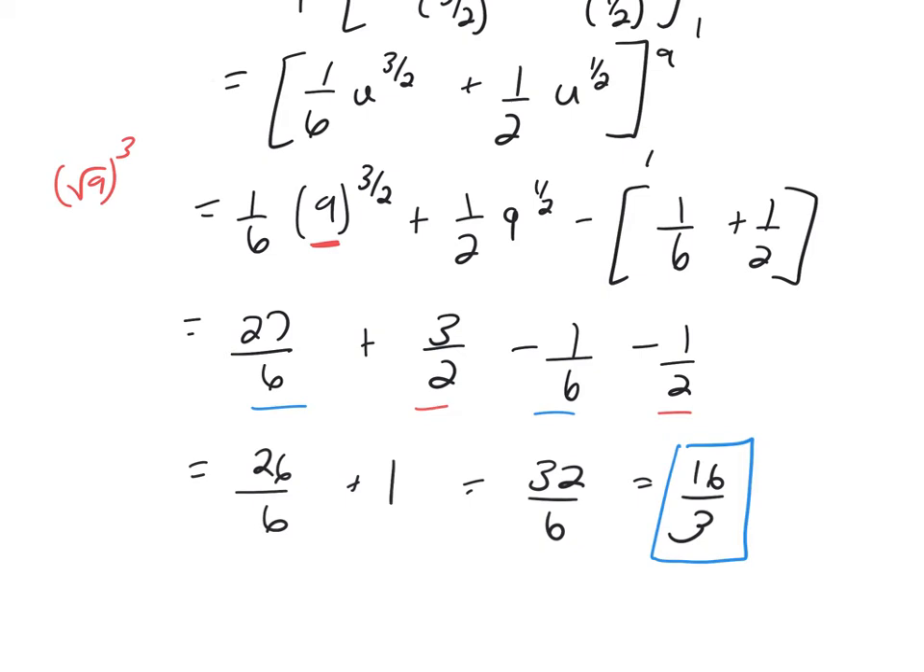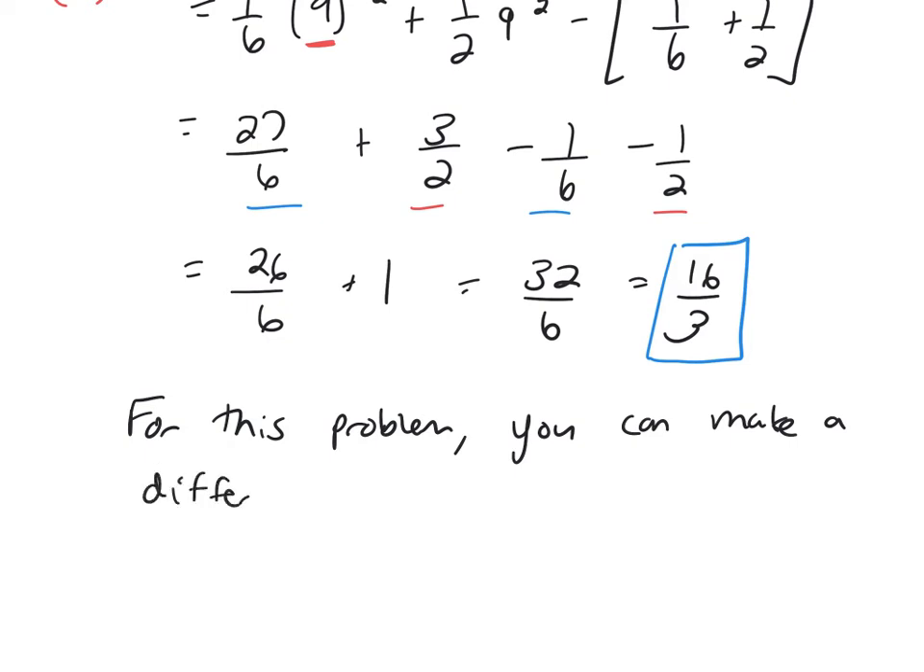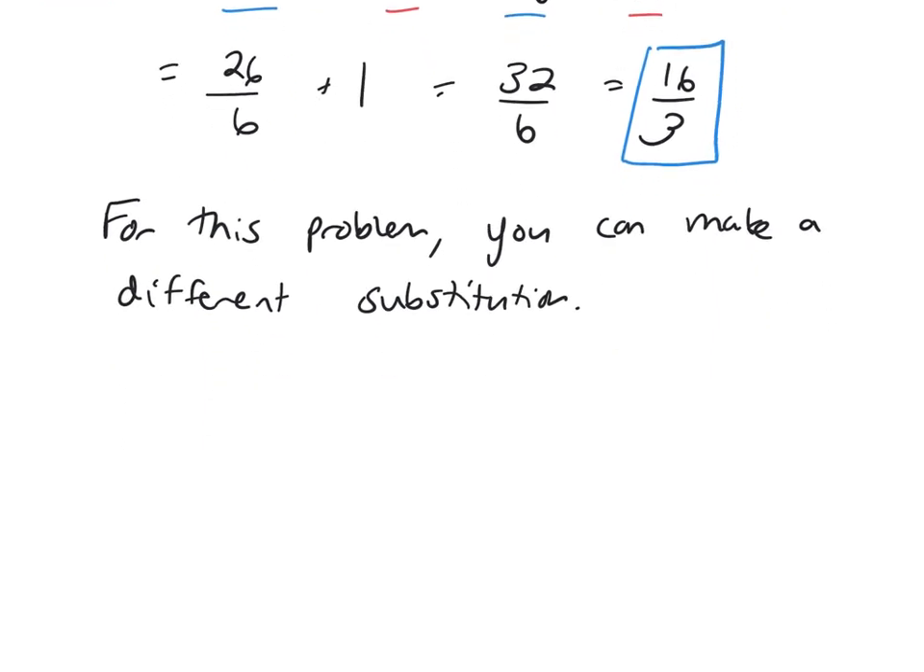Now I do want to mention on this problem, you could have made a different substitution. It's not a conventional one, but I think it's still worth our time looking into. So for this problem, you can make a different substitution. So let's relook at our integral here. It was 1 to 5 x over the square root of 2x minus 1 dx.